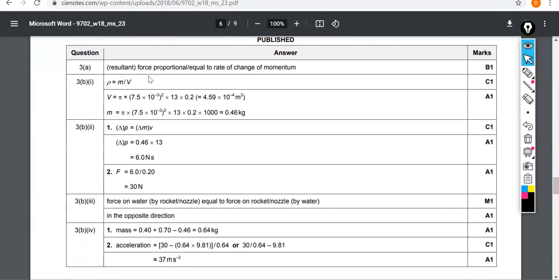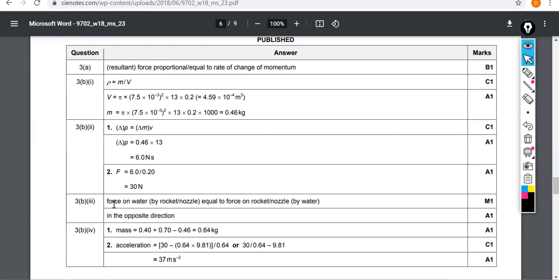The resultant force is proportional or equal to the rate of change in momentum. See how they're defining it in terms of momentum. We got density as mass per volume. So the volume is all that, and the mass is 0.46. So they show it the same way. We've got 6 newton seconds, just taking mass times velocity. The change in momentum is just the final momentum. And then the change in momentum over the change in time gives the force. That's what we defined up here.